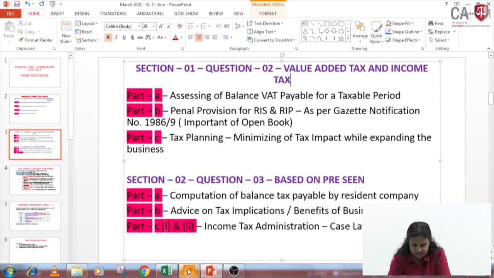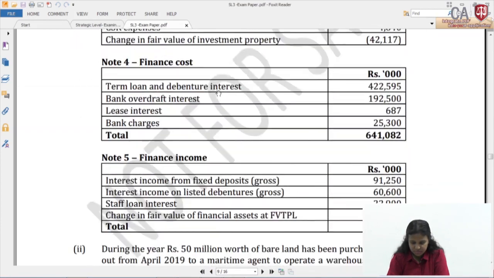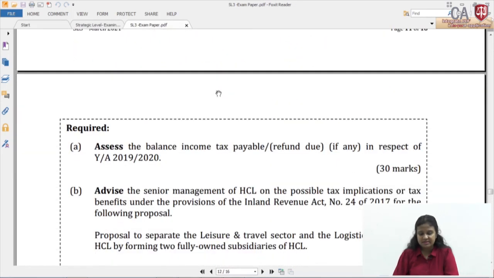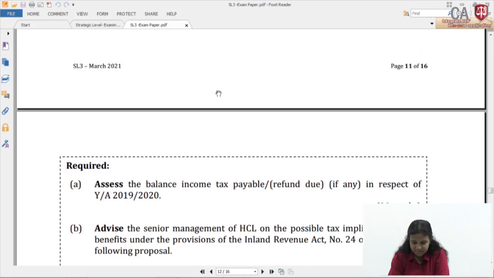In here, question 3, based on the common pre-seen, this section 2, we will come to the requirement part of the question. Required: assess the balance income tax payable or refund due, if any, in respect of year of assessment 1920. In your case, your year of assessment is 2021, but without any amendments to the Inland Revenue Act. Okay. Then it's for 30 marks. And part B I am not going to read now. First we will do the computation, and we will come to the next writing parts B and C. Okay. Assess the balance income tax payable.